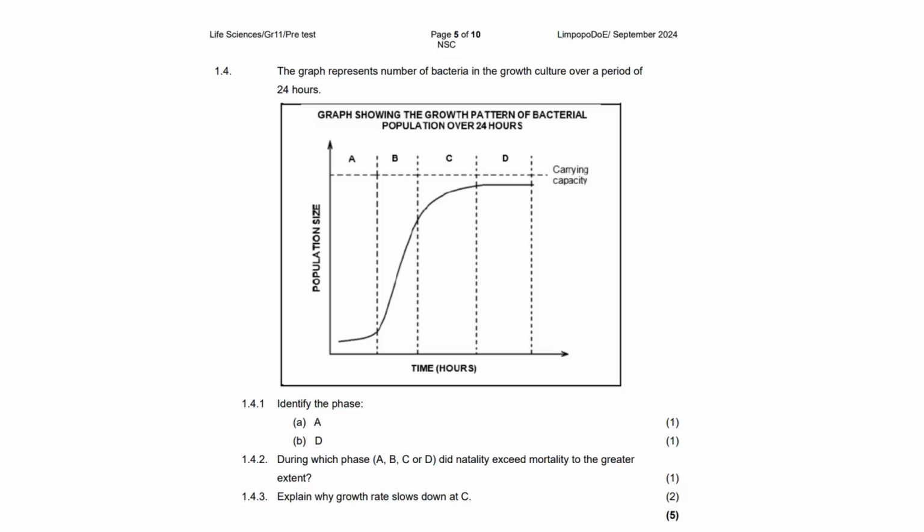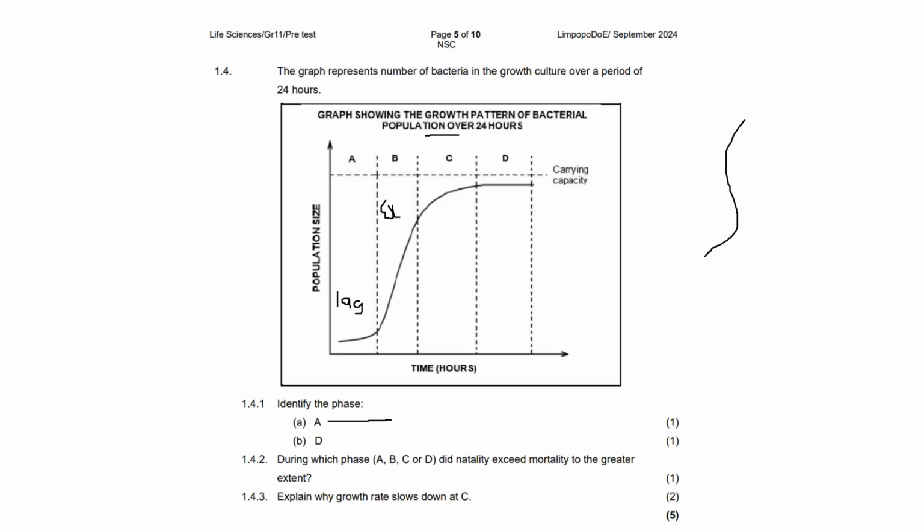In 1.4, we're given a graph showing the pattern of bacterial population over 24 hours. They grow so fast. Imagine within 24 hours, you've got a population that grows and then dies afterwards. Remember, it's an S shape. From there, you need to know that the first phase is the lag phase, and then we go to the exponential phase.